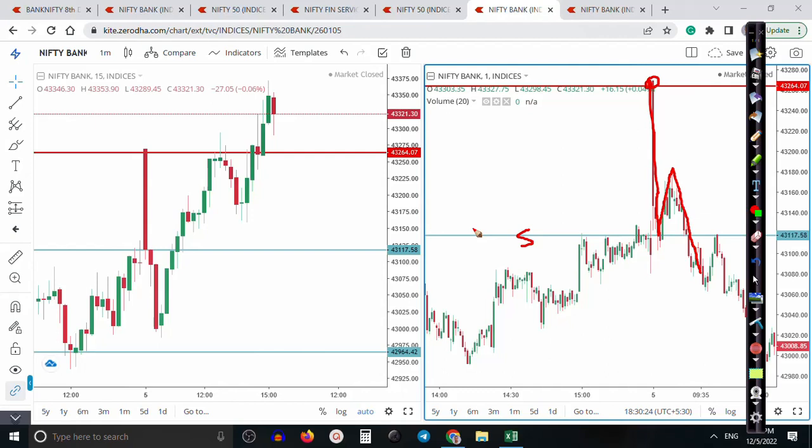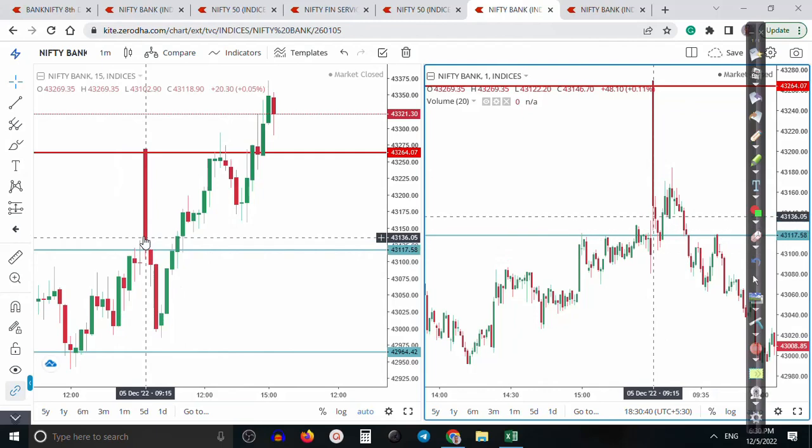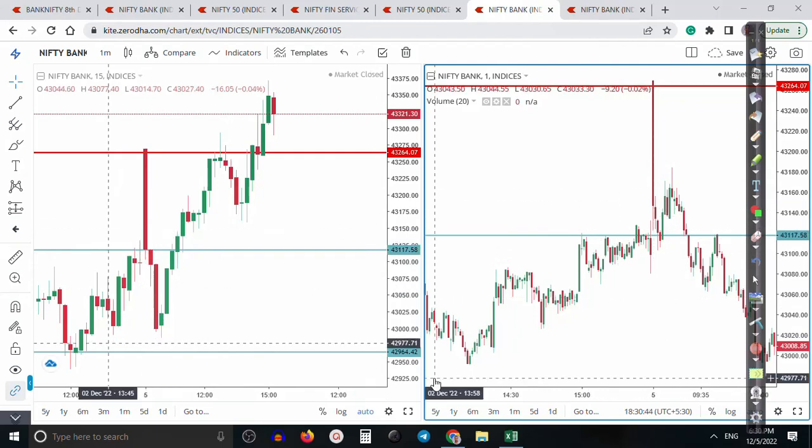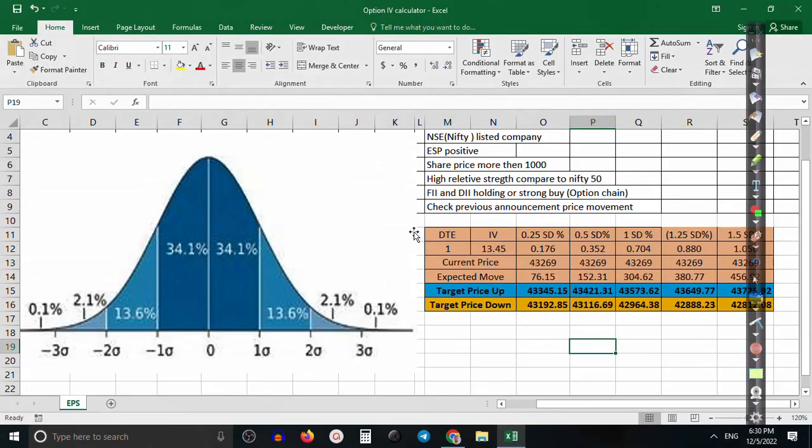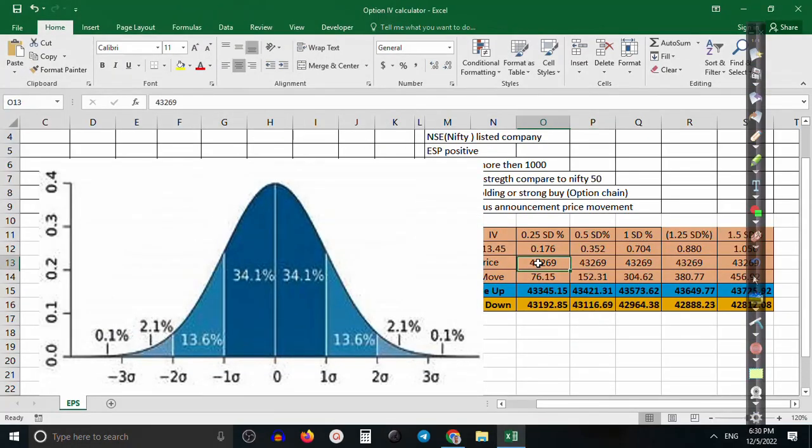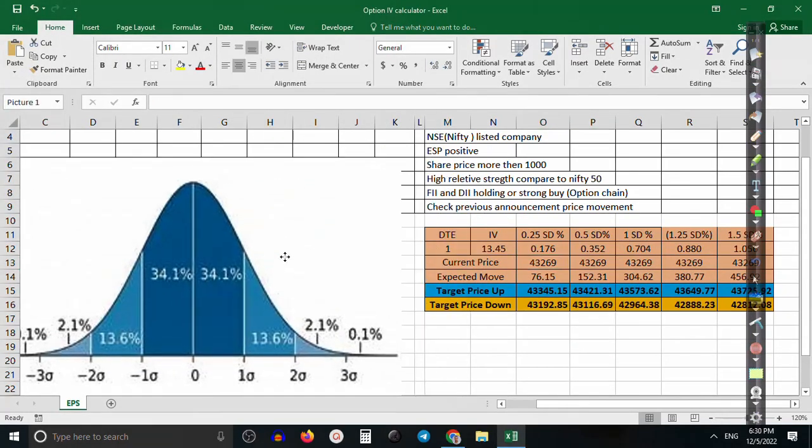Why is this supporting line important? 43117. So this is a standard deviation line, 0.5 standard deviation. Let me show you exactly, then you will come to know. So where did price open? Price opened around 43269.